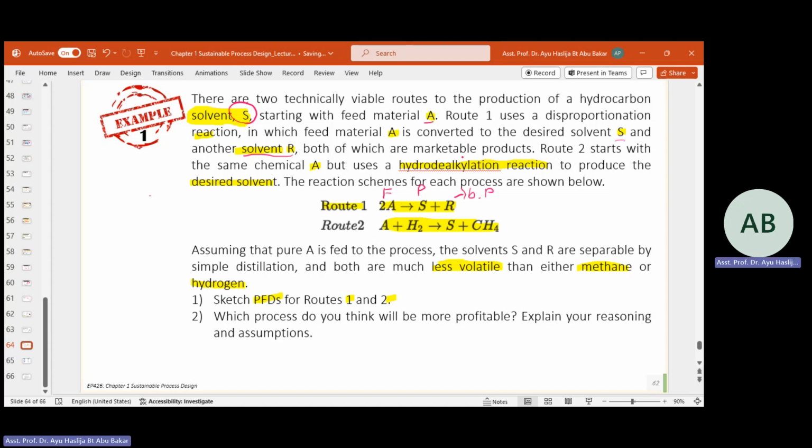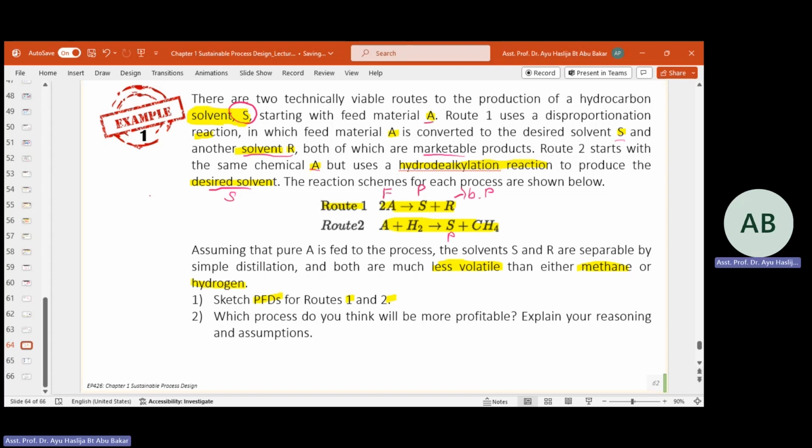Both products are marketable. Then route 2 starts with the same chemical A, but uses this method to produce the desired solvent. Desired solvent here means the S. Okay, so the reaction schemes for each process are shown below. There are two possible routes to produce the S.